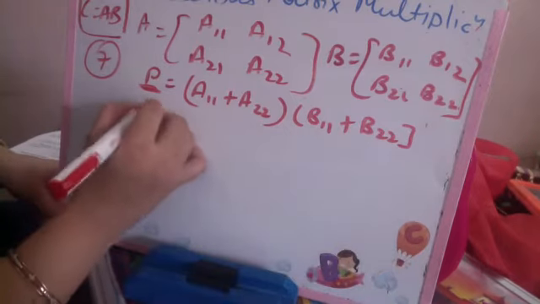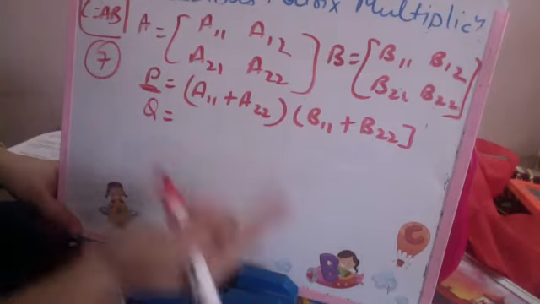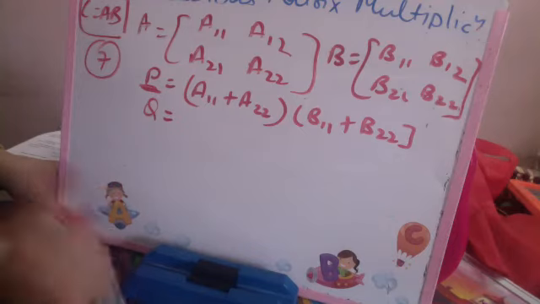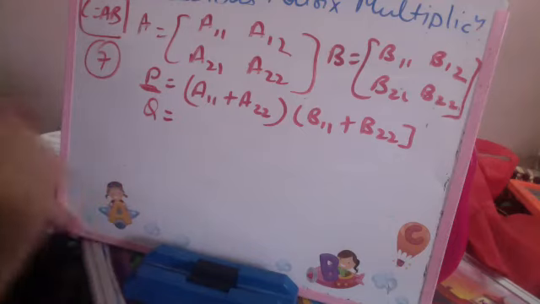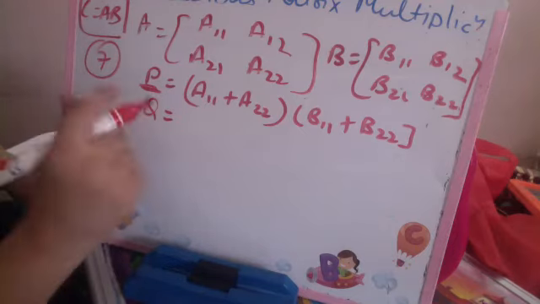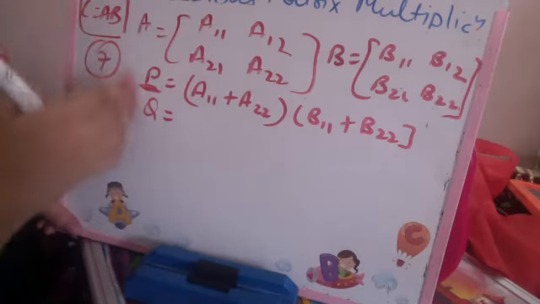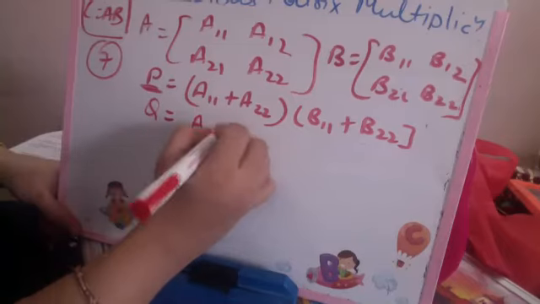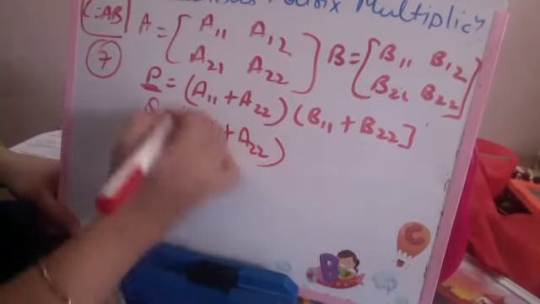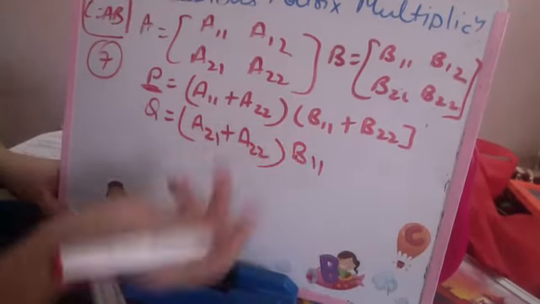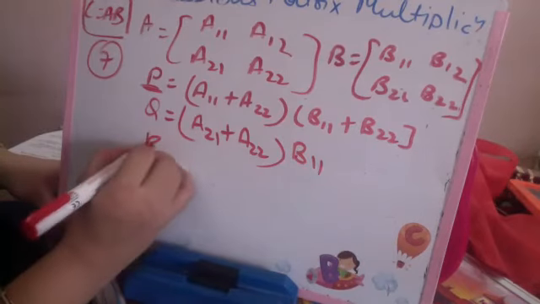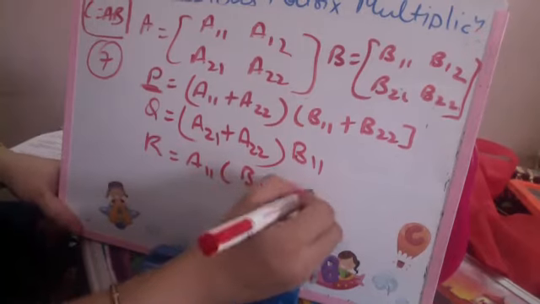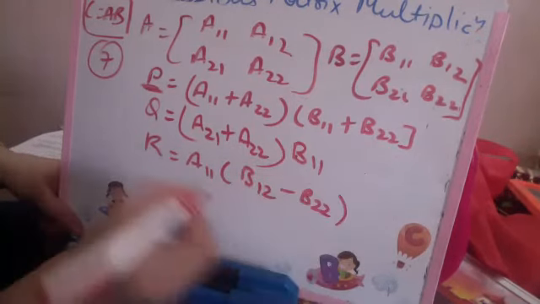Similarly Q will be calculated by single multiplication. We are calculating 7 matrices with a single multiplication each, so 7 multiplications go to calculate. How will we calculate from these? We'll just see. Now Q becomes A21 plus A22 into B11. These are the formulas that there is no option but to remember. These are some formulas which we are having.